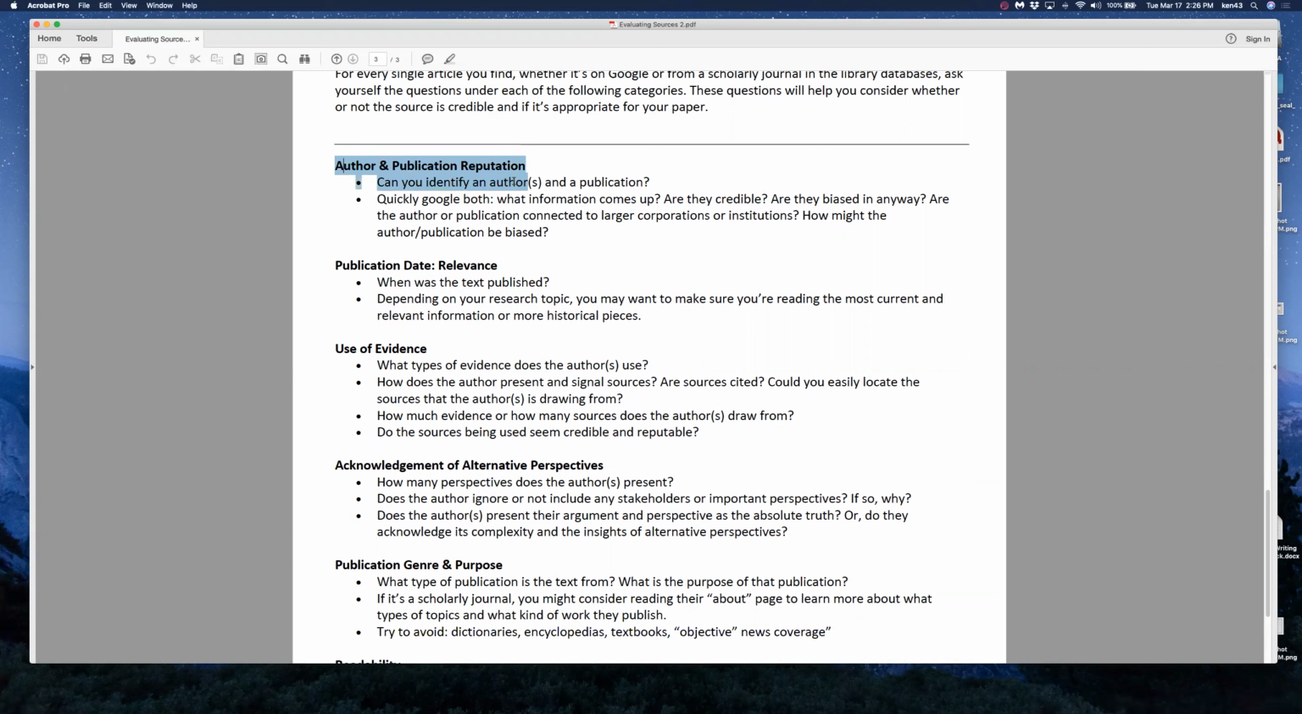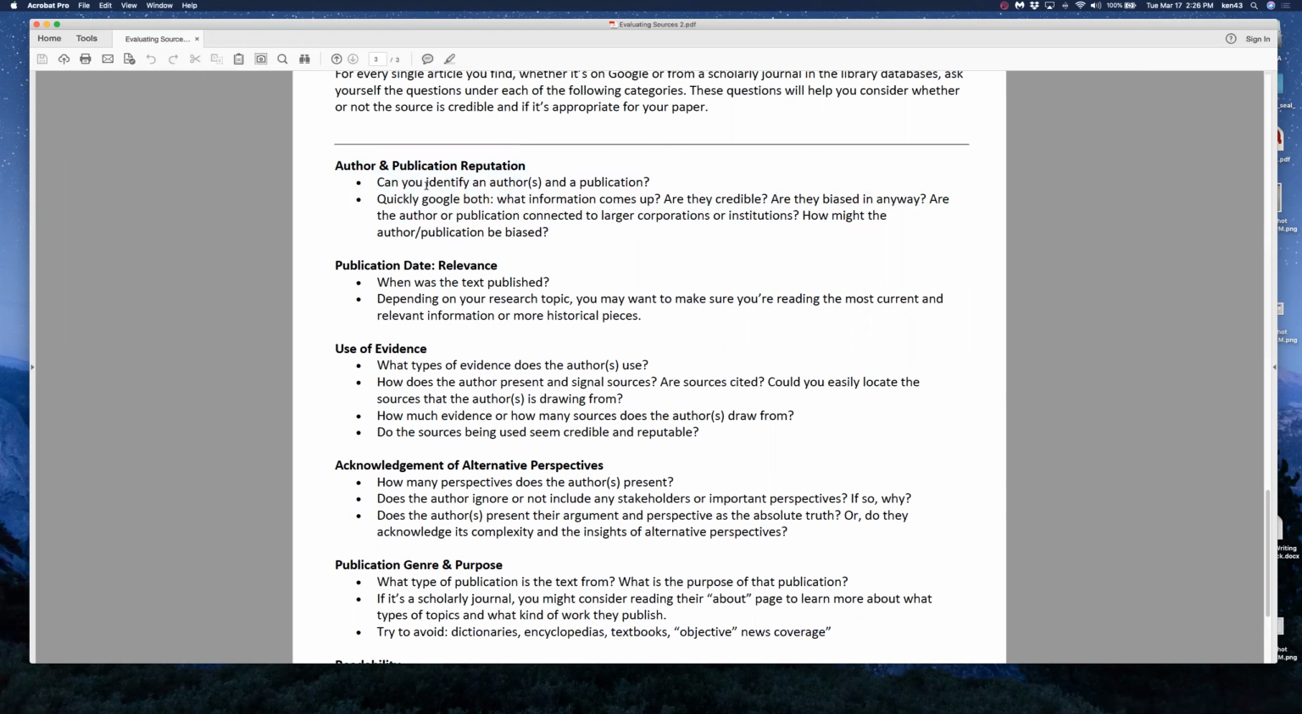Can you identify the authors and publication? Google both. What information comes up? Are they credible? So if you're looking at a scholarly source, you can assume it is credible if you can identify the scholarly source. So this is a set of questions that's really more geared towards non-scholarly sources.